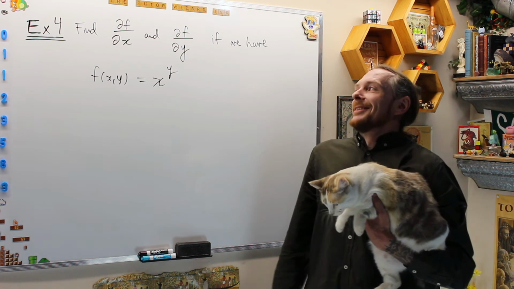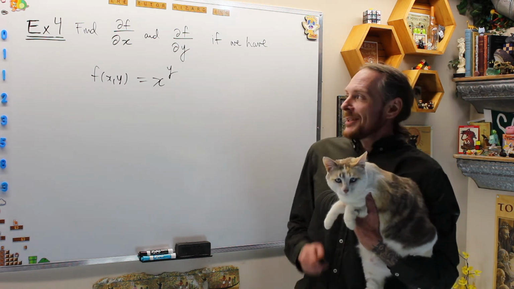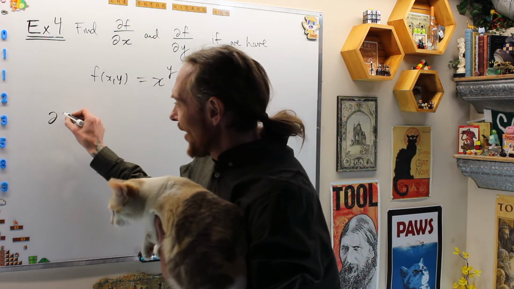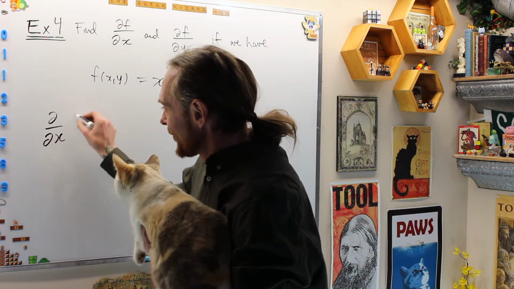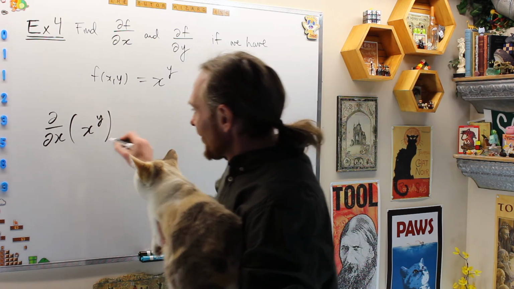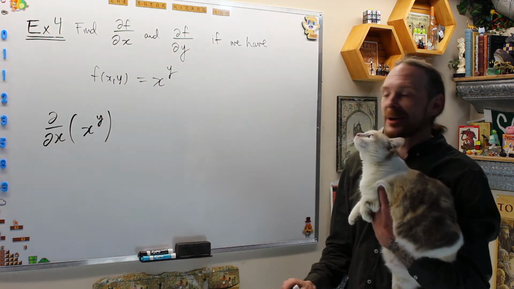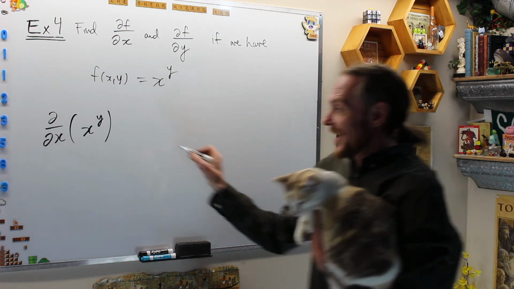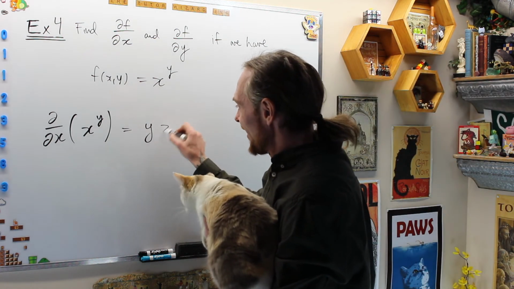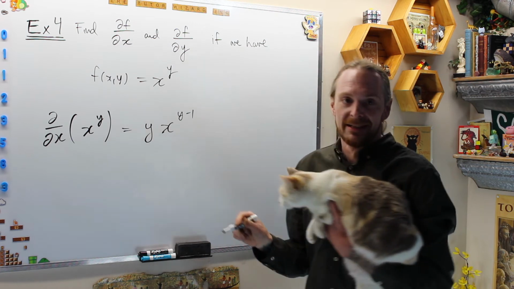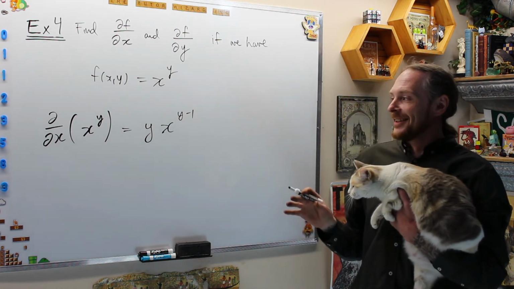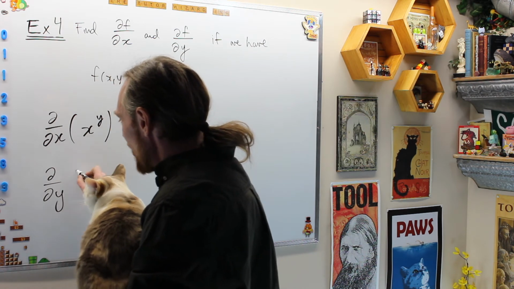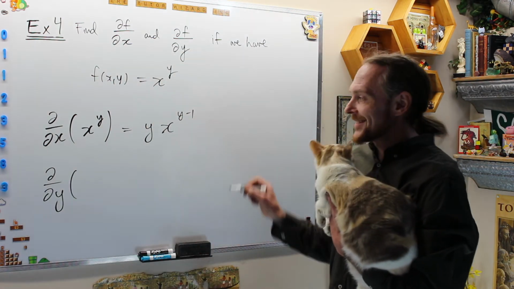This is Jasper. She's going to help me take the partial derivative. Can you do this one-handed with a cat? The partial derivative of f with respect to x is the partial derivative of this. Now remember, y is a constant. It's like a number. That means that we get y, x to the y minus 1.